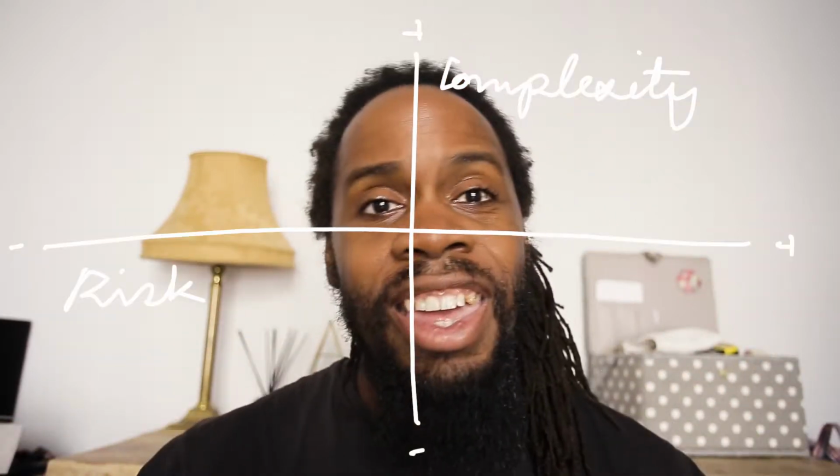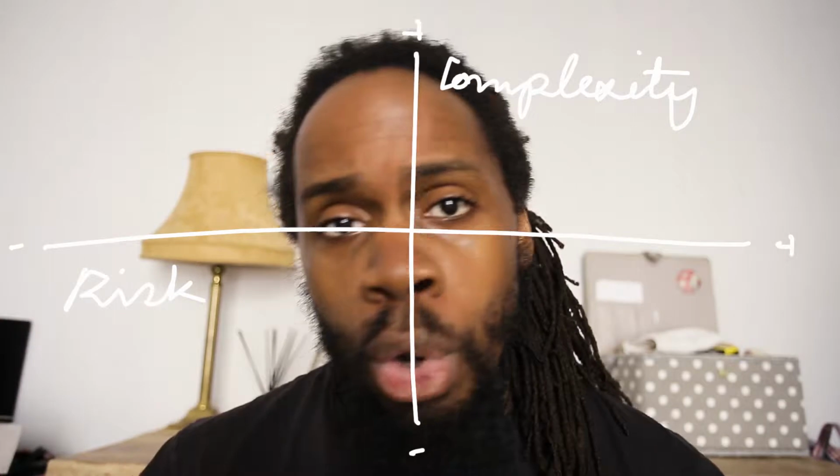So why risk and complexity? Well, if we plot them on a graph like so, we can see that they create 4 quadrants. Each of these 4 quadrants represents a different type of project. A high risk, high complexity project, a high risk, low complexity project, a low risk, high complexity project, and a low risk, low complexity project.